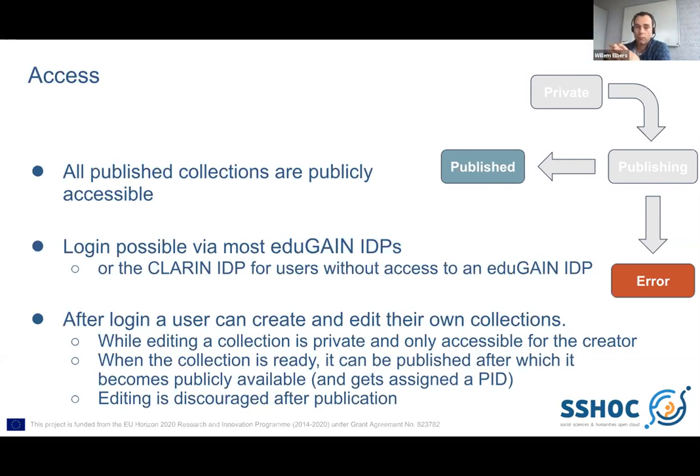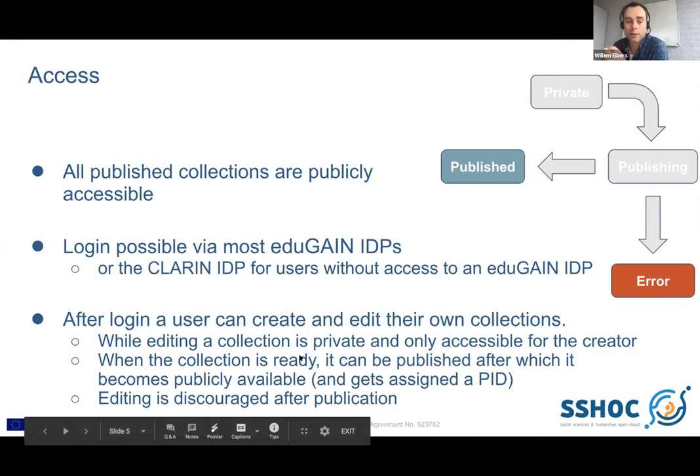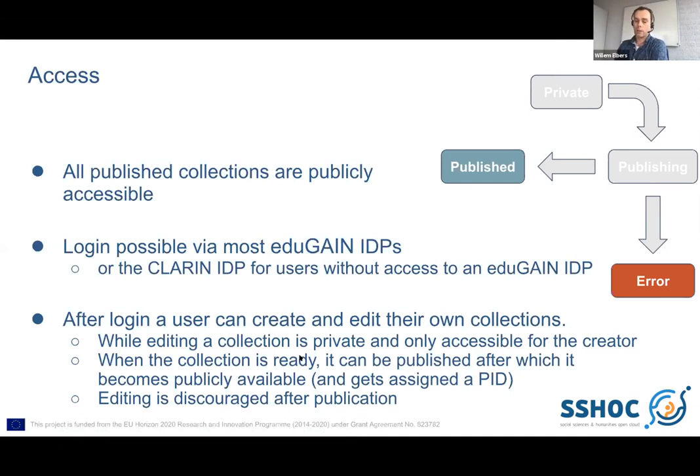And when you create a collection, it basically is private while you are working on it. And as soon as you're happy and it's ready, you can publish it. As soon as you publish the collection, we will mint a persistent identifier. And if everything is successful, it will go into the published state. And that's basically the moment in time where everybody can access your collection, and you can use the persistent identifier to reference the collection. It is possible to edit your collection after publication, and at the moment, because we don't support versioning yet, we more or less discourage this, because that will basically mean that, especially if you use the collection in publications, you can change whatever it is pointing to.